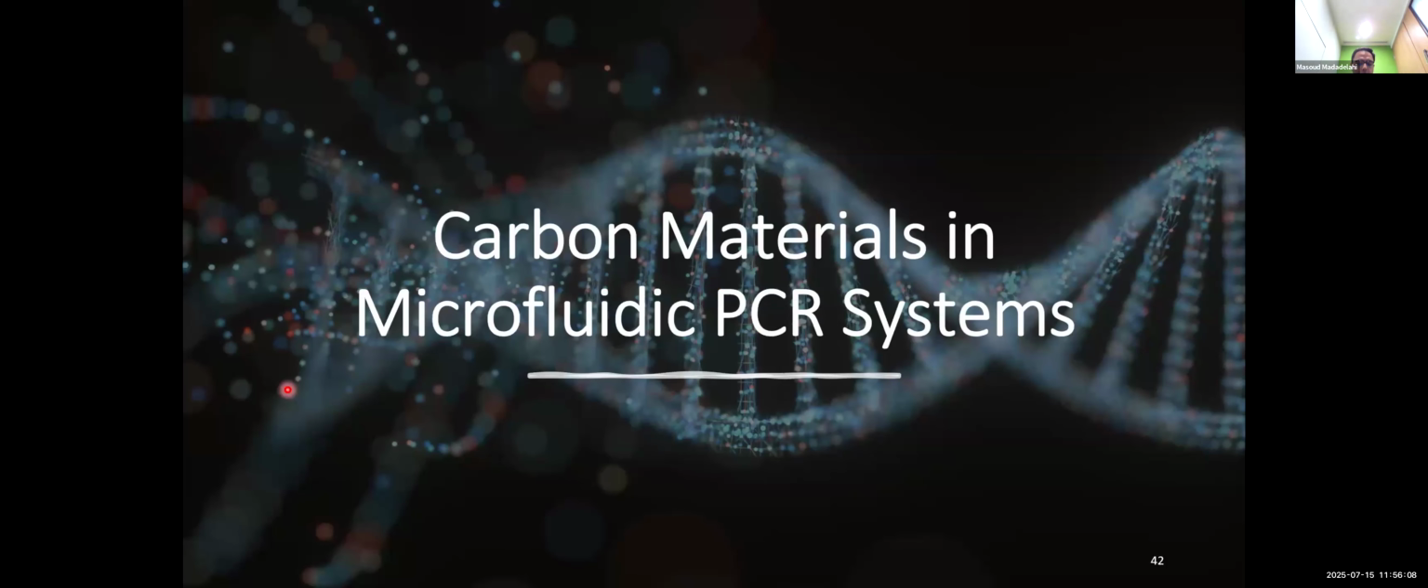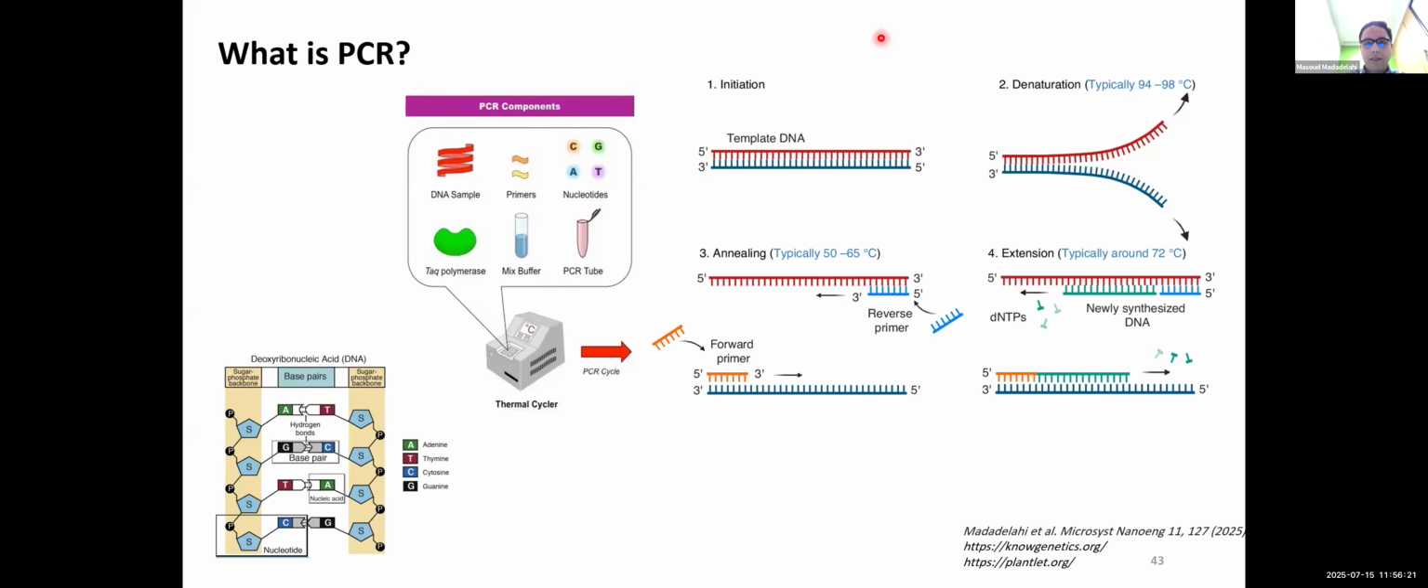Okay, now I want to change the topic. I want to talk about carbon material applications in PCR systems. First, let's look at the meaning of PCR. I want to give you some basics about that. You know that PCR, or polymerase chain reaction, is a method to amplify genes, right? I think you have heard this keyword during the pandemic, and this is a very well-established biological procedure.